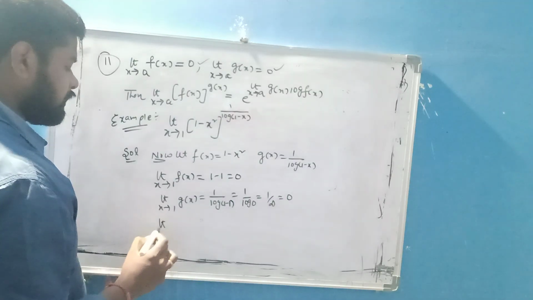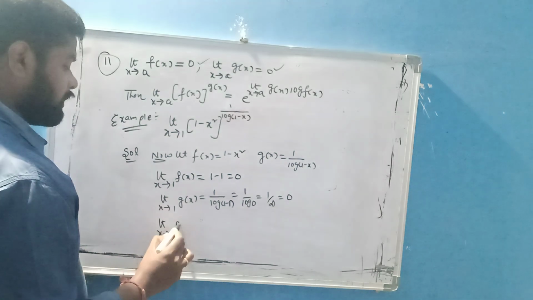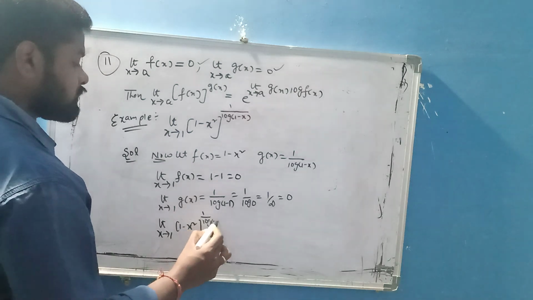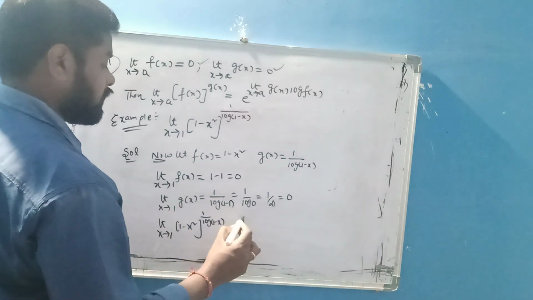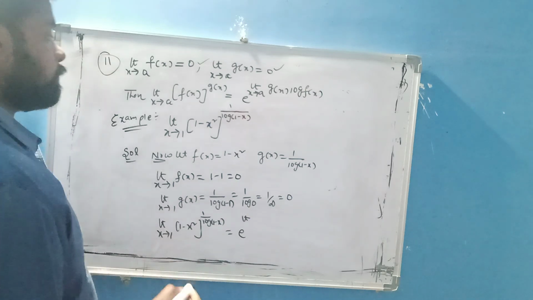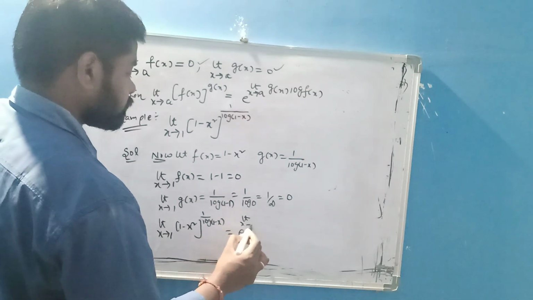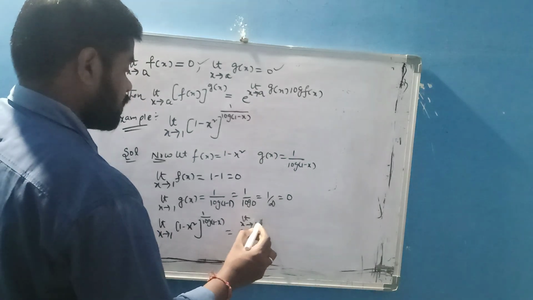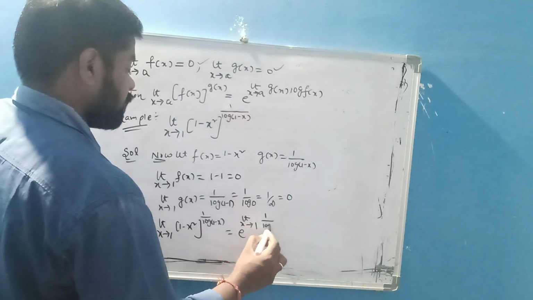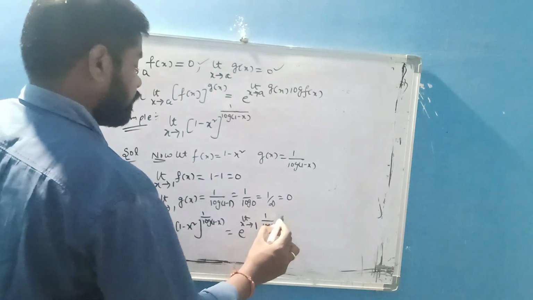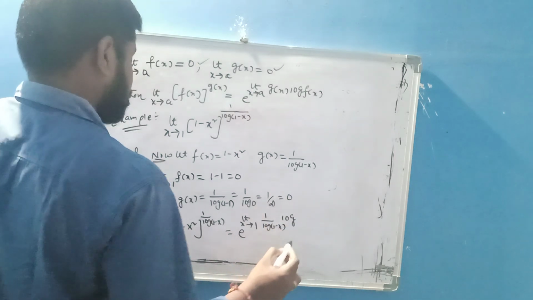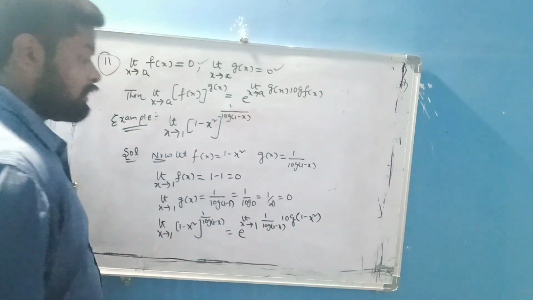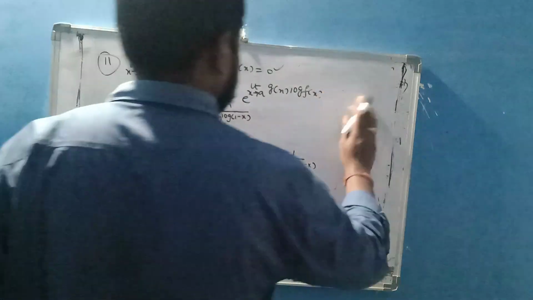Now apply this formula. What is the formula? Limit x tends to 1, 1 minus x square whole power 1 by log 1 minus x is equal to e power limit x tends to 1, g of x, what is g of x? 1 by log 1 minus x into log f of x. Log f of x means log 1 minus x square. First we simplify now.